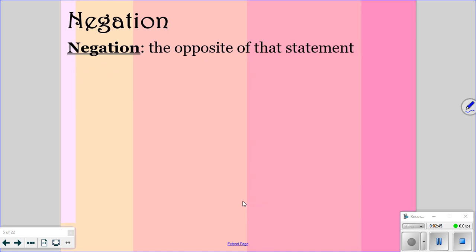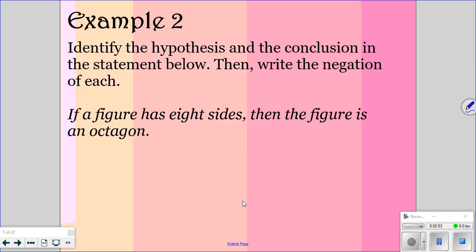Okay, so now we're going to look at negating. So if you negate something, you take the negation of it. That's just taking the opposite of the statement. So we want to identify the hypothesis and conclusion, and then we want to write the negation of each. So the hypothesis would be a figure has 8 sides. The conclusion would be the figure is an octagon.